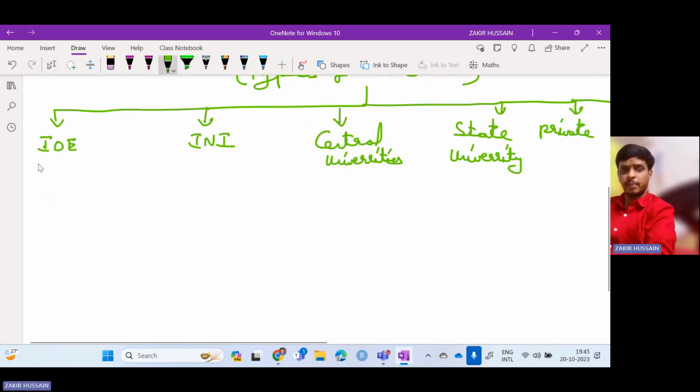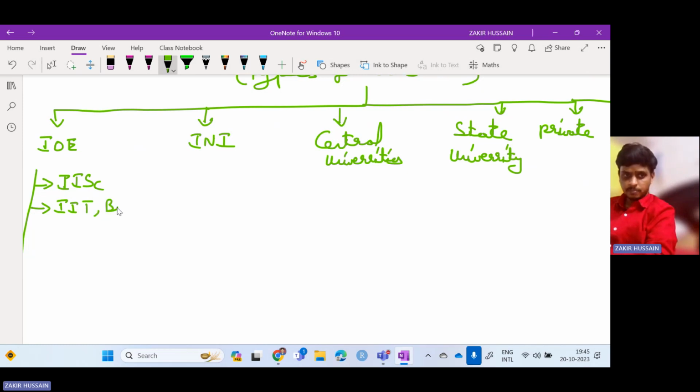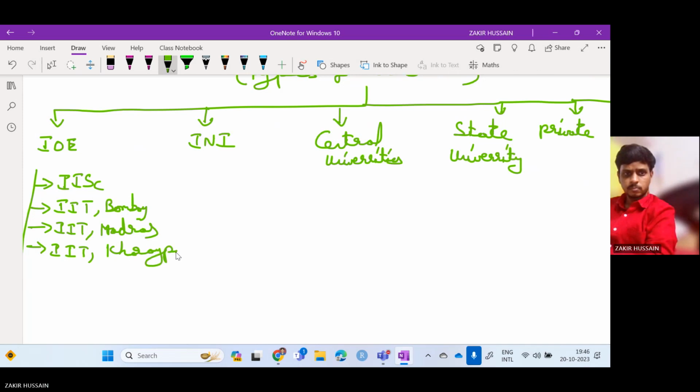Among the Institute of Eminence category, the first institutes funded by the Government of India are the Indian Institute of Science at Bangalore, then the Indian Institute of Technology at Bombay, Indian Institute of Technology at Madras, Indian Institute of Technology at Kharagpur, and one more IIT in this category, Indian Institute of Technology Delhi.